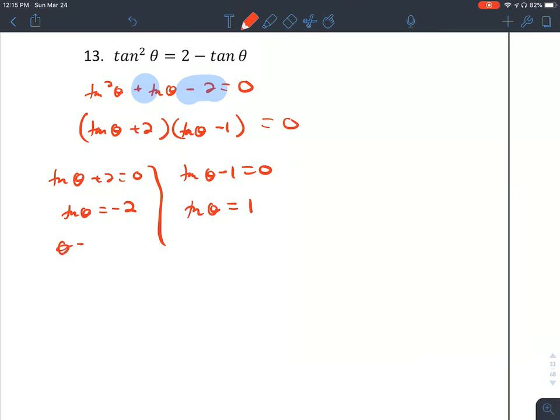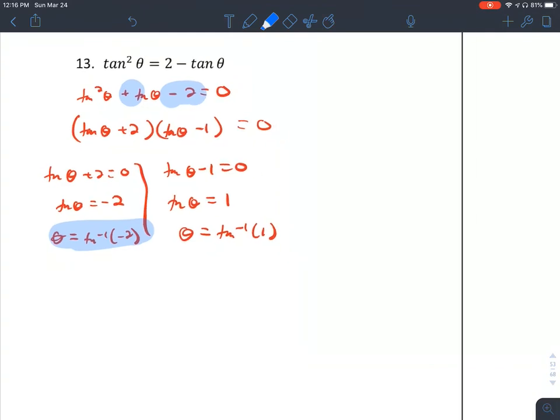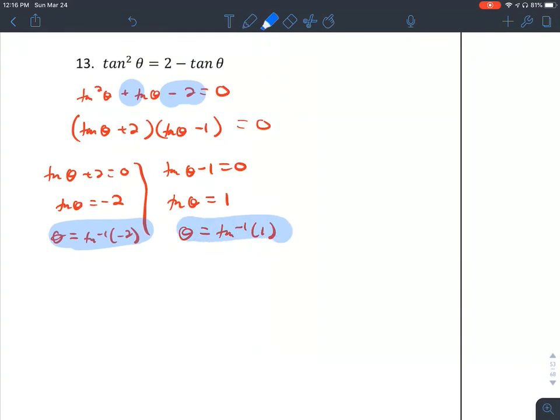Solving this first one, I'm going to get theta is tangent inverse of -2. Solving the second one, I'm going to get theta is tangent inverse of 1. Now, I don't know how to solve this one, not without a calculator. Come back to that. I do know how to solve this one.